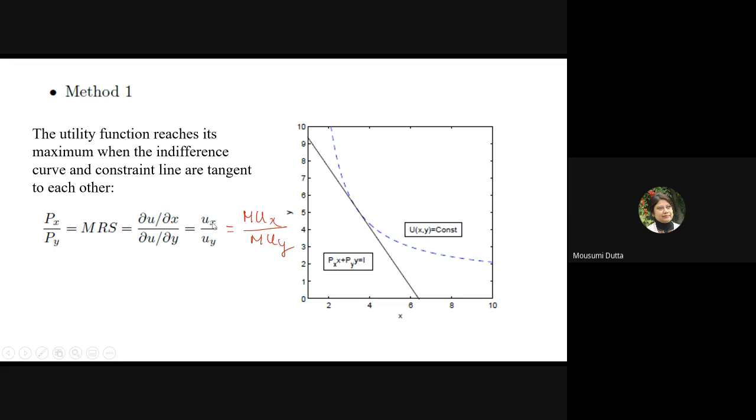This ux notation is indicating mux. This is also indicating del u by del x, and uy, del u by del y. So this is equivalent to mux and muy. So this is the consumer's equilibrium. This is the consumer's utility maximizing solution subject to the income constraint. This is the first method.